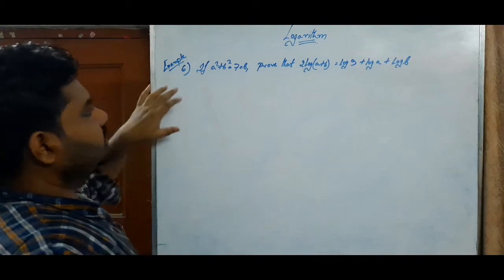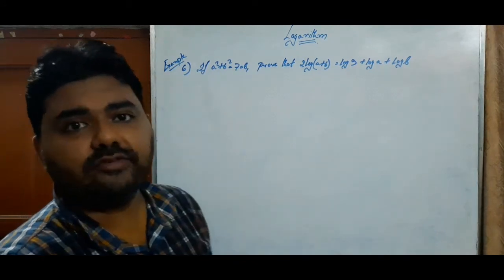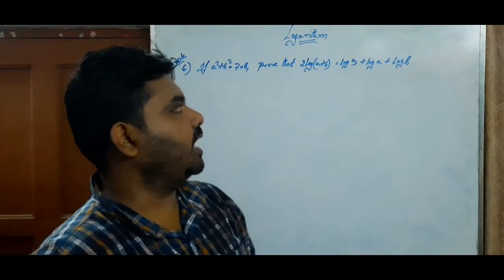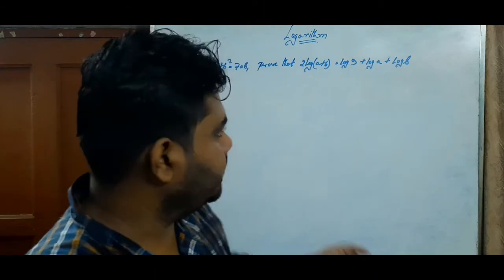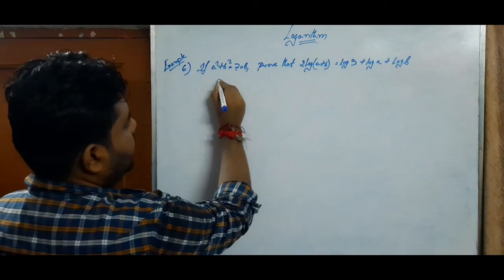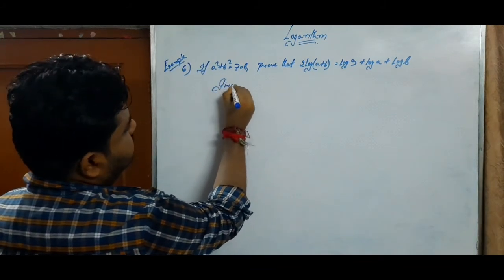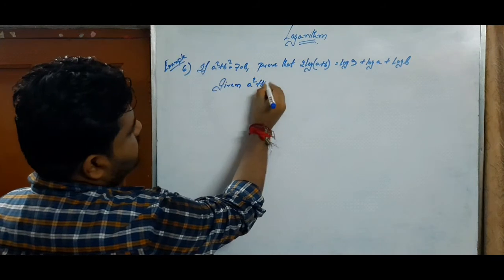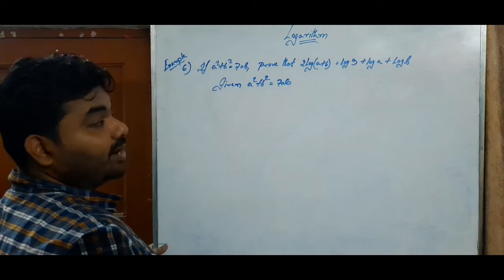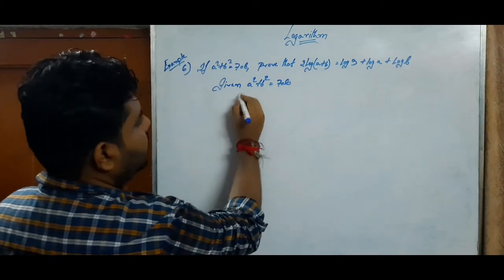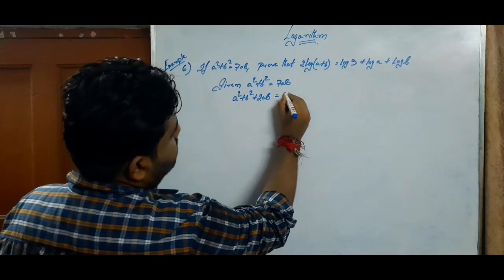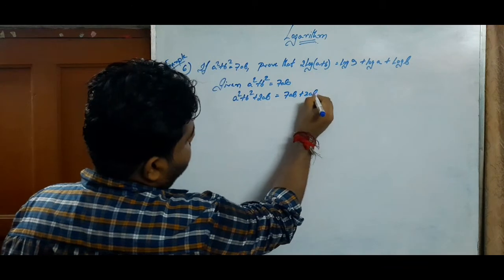Here it is given that a square plus b square equals 7ab. We have to prove that 2 log (a plus b) equals log 9 plus log a plus log b. How can we solve this? Prove this. Given a square plus b square equals 7ab. We are adding 2ab on both sides. So we can write a square plus b square plus 2ab equals 7ab plus 2ab.